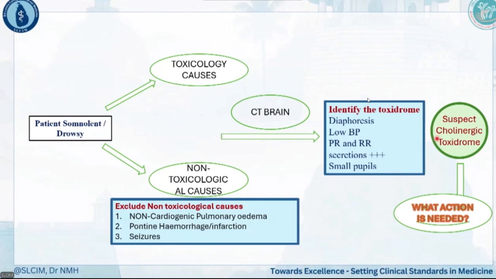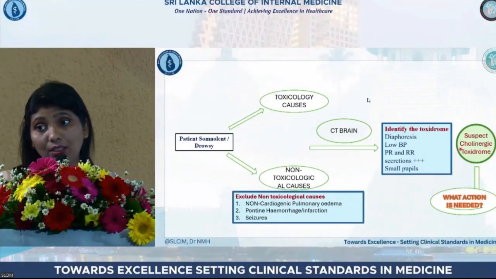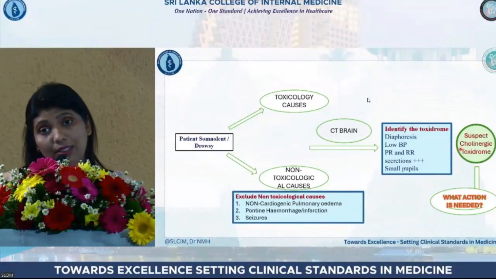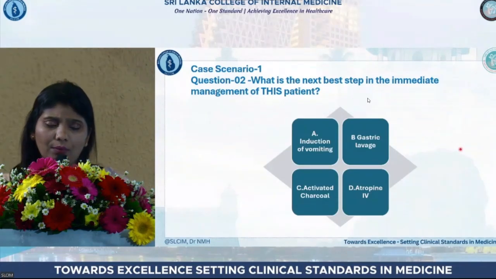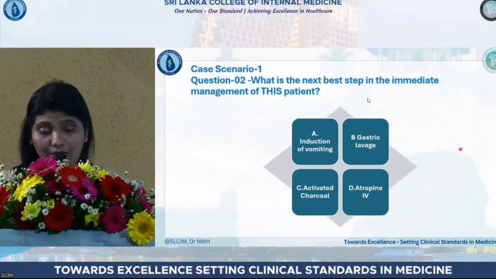So what you should do is first atropinize the patient. As soon as you put in 2 wide bore cannulas, you start giving atropine, and then only you try to intubate. That is what you have to be doing when you are in a peripheral hospital. So load the atropine. Even if you don't have time to intubate, you can bag ventilate and still start giving atropine at that moment. So the next best step in the immediate management of this patient is not the induction of vomiting, not the gastric lavage, not the activated charcoal. This is the atropine. Okay.